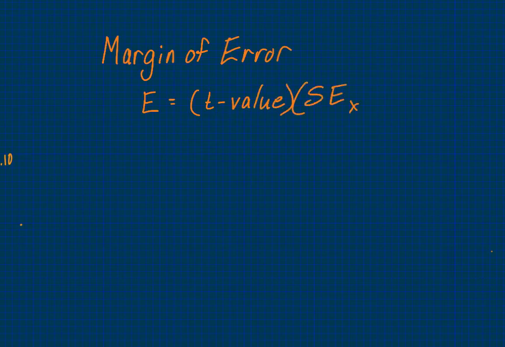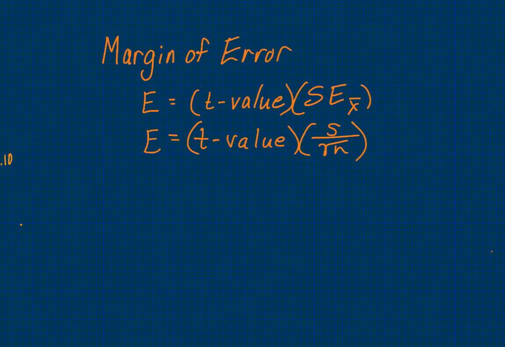So the margin of error is represented by a capital E. Yes, we used it for probability, but here we are using it for margin of error. And it is equal to the t-value times the standard error of the mean. Or you could write that as the t-value times the formula for the standard error of the mean.